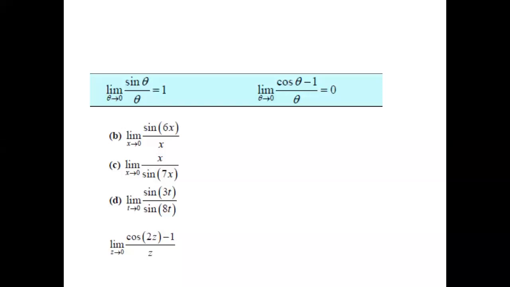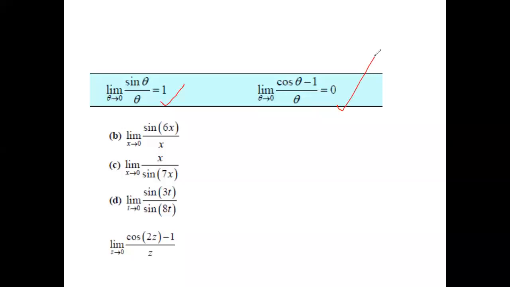Dealing with the limit of trig functions, sometimes the limits can be a bit tricky. So for example, there are standard limits like the limit of sine theta over theta as theta approaches 0 will always give you a value of 1. It's a rule, you must know it. Then the limit of cos theta minus 1 over theta as theta approaches 0 will always give you 0. This is also a rule you must know.